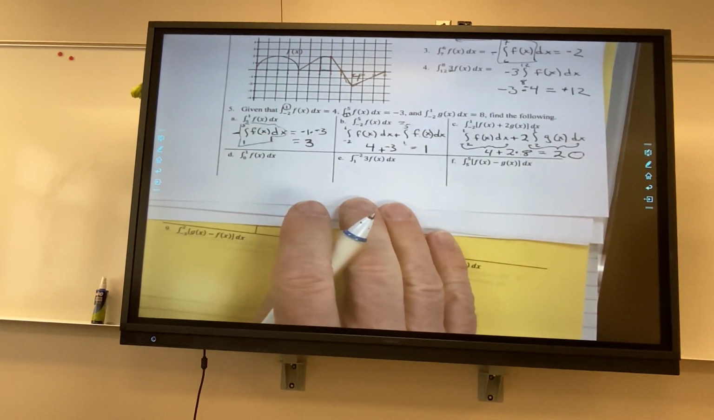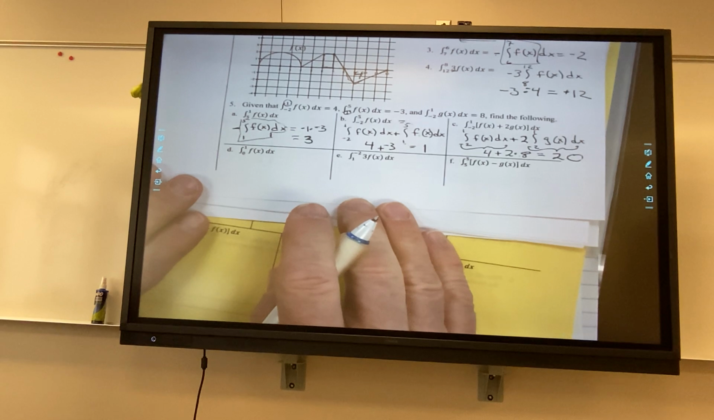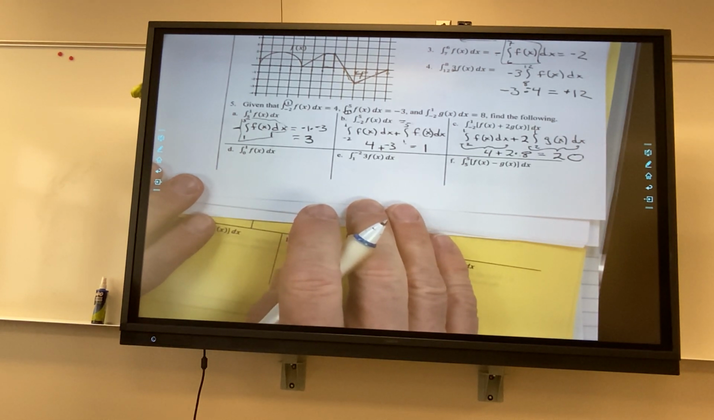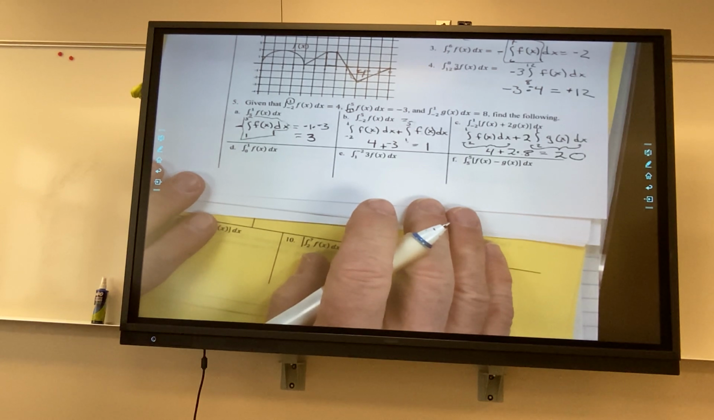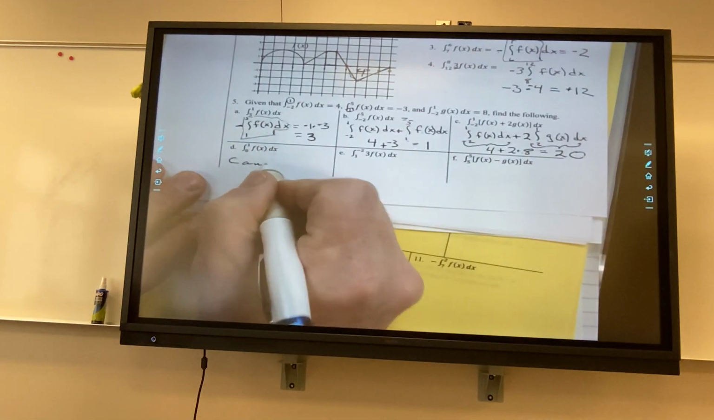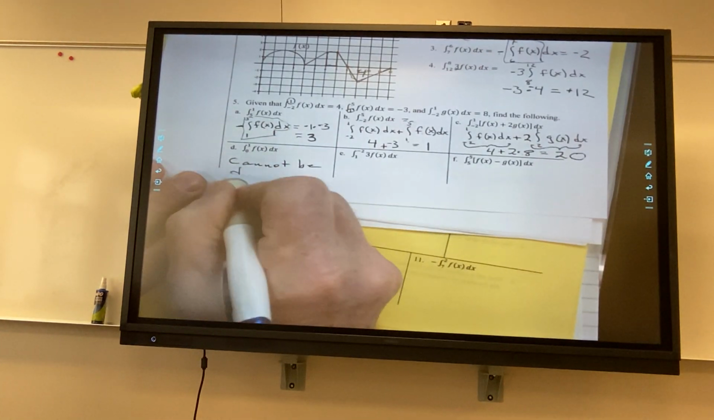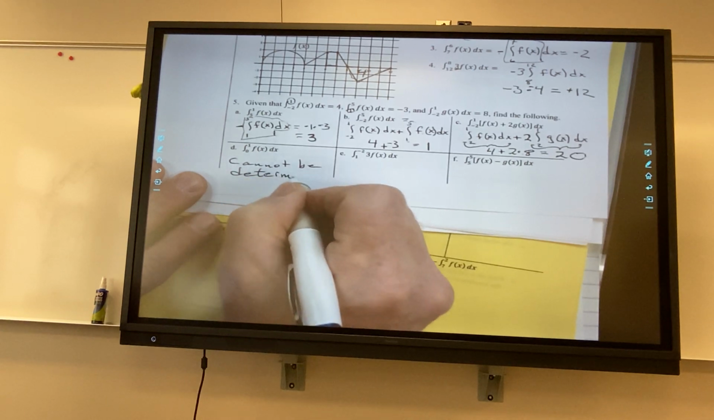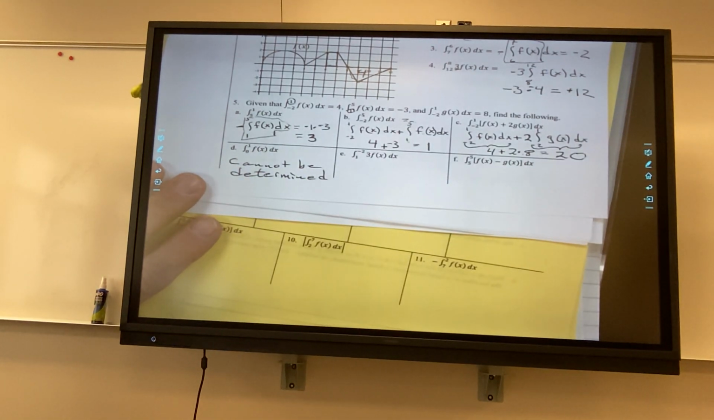D, 0 to 1. Do I have anything from 0 to 1? Do I have anything with a 0? Cannot be determined. Because if one of our endpoints of the interval is not known on any of them, it cannot be determined. I need some attachment to 0. Does that kind of make sense? I think so. Okay.